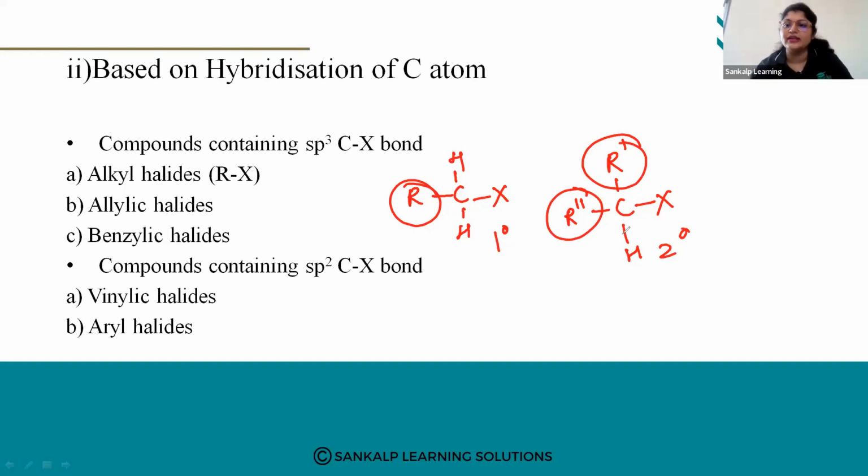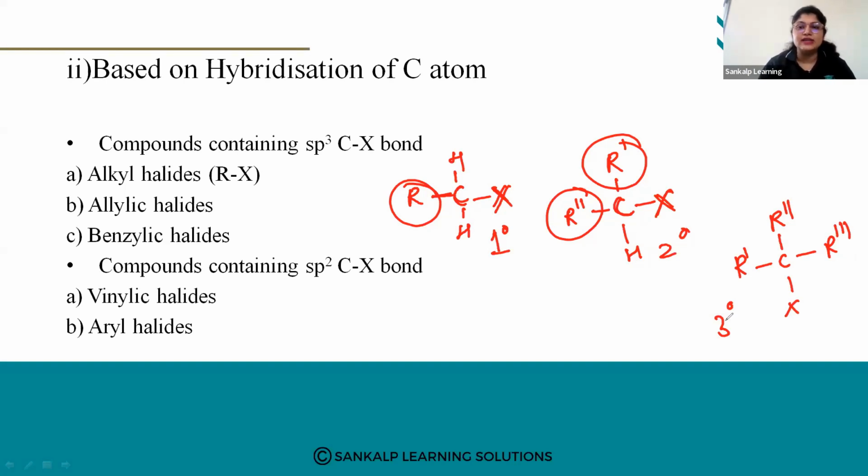So this is primary alkyl halide. Halogen atom is attached to the carbon which is having 2 alkyl groups, so it is secondary. Here the halogen atom is attached to a carbon which is having only one alkyl group, so it is called primary alkyl halide. Now the third one: here the halogen atom is attached to the carbon which is having 3 alkyl groups. Then it is called a tertiary alkyl halide. So this is the first classification, based on the alkyl halides.